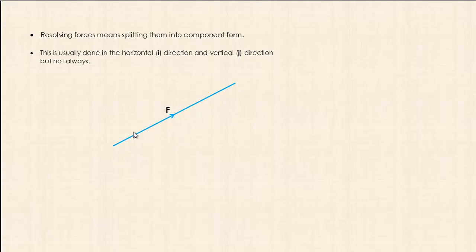Let's suppose we have a force F. Imagine that you're here and that you're being pushed in this direction. We could take this force away and replace it with two forces, one going this way and one going this way, and they would do the same thing as the force F, and these are the components of this force.